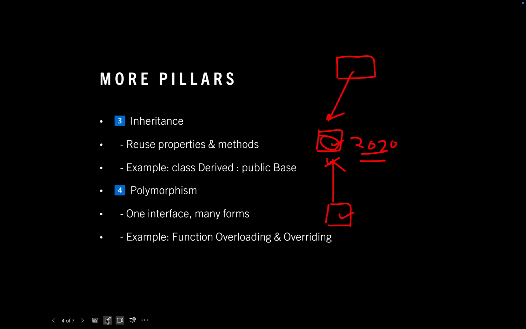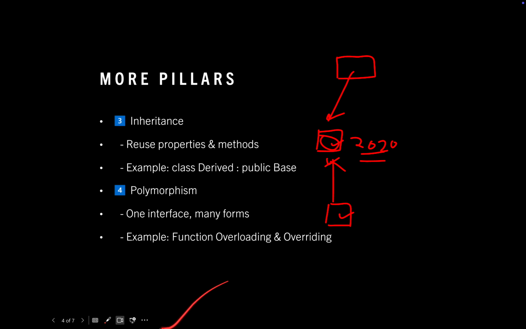So let's move forward with another thing, which is the last and the most important of these pillars, polymorphism. Poly means many, and morphism here means form. So basically, one interface or one function doing many things.